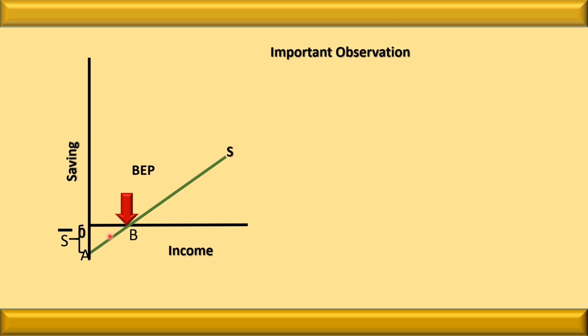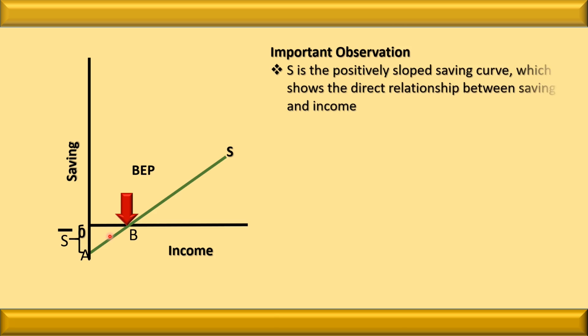Let us see the important observation. S is the positively sloped curve. When I say positively sloped curve, it means that it is moving upward, showing the direct relationship between saving and income. If the income is increasing, the saving will also increase and vice versa. So it is upward sloping.